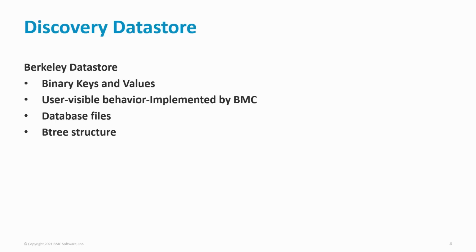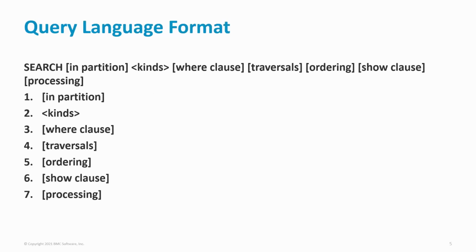Berkeley DB manages a collection of data store files, which will be in the Discovery data store file system. These files contain data entries in a B-tree structure. Now that we have discussed how the data is stored in Discovery, let's see how we can query it.